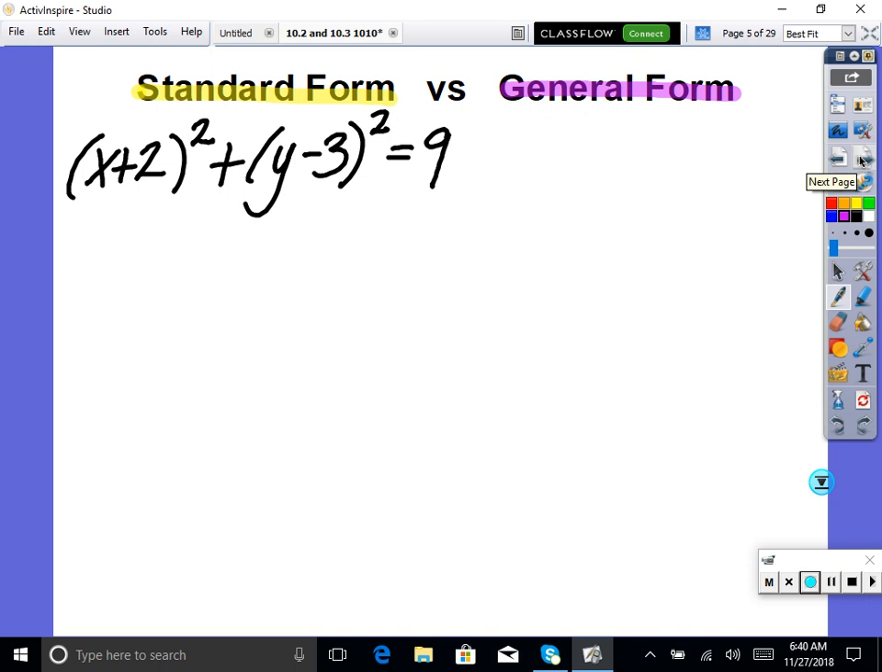Alright, so now we're going to look at something: standard form versus general form. This is the standard form, or shifted form, of a circle. This is the last thing we have to learn. General form is not going to look like this. So let me show you what the general form is.